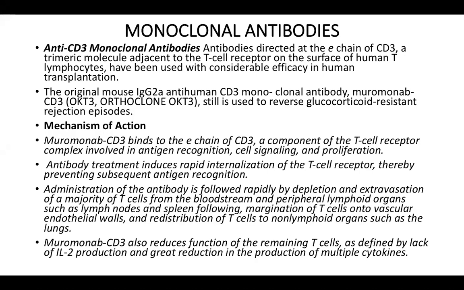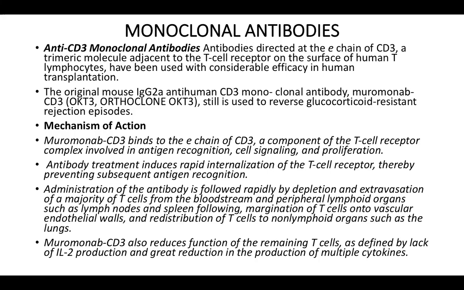So, anti-CD3 monoclonal antibodies are directed at the epsilon chain of the CD3 trimeric molecule adjacent to T cell receptors on the surface of the T lymphocytes. They have been used with considerable efficacy in human transplantation, basically to reduce the immunity. The original mouse IgG2a anti-human CD3 monoclonal antibody, muromonab-CD3, still is used to reverse glucocorticoid-resistant rejection episodes.